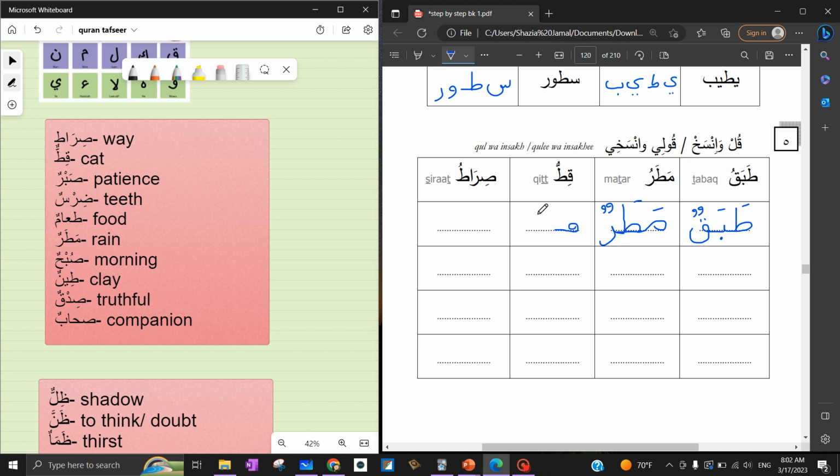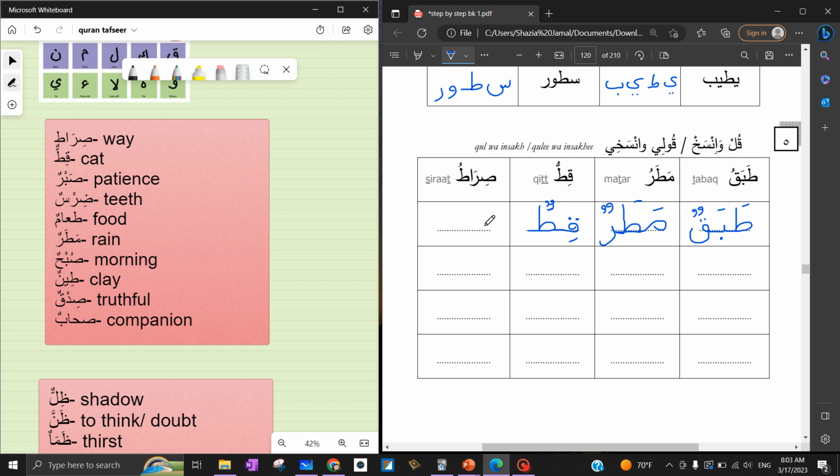Leave the tail, then make the round shape of the ta. Remember, make sure that the tail touches the round of the ta, and then put the stem, the two dots of the qaf, and kasra, ta with shadda, and dammatayn. Qittun. Now, what about sirat?